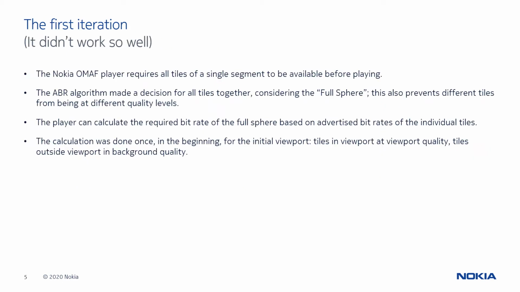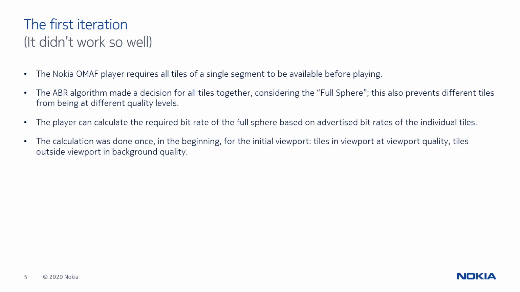So in the first iteration, which did not work so well, we used the Nokia OMAF player, which requires that all tiles of a segment are available before playing. This maintains continuity of the viewing experience. We used a single instance of the ABR algorithm, which made a decision for all the tiles together, considering the full sphere. This also prevents different tiles from being at different quality.